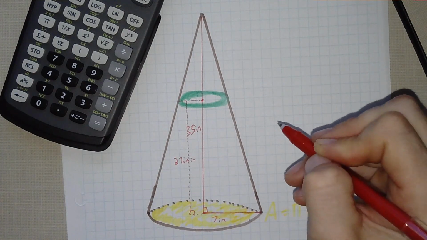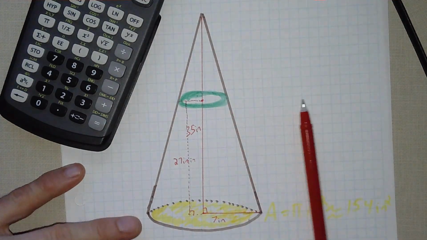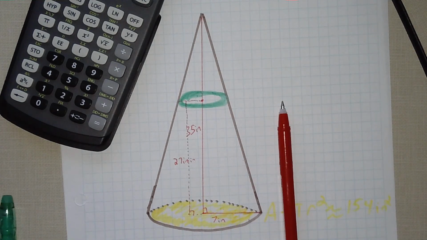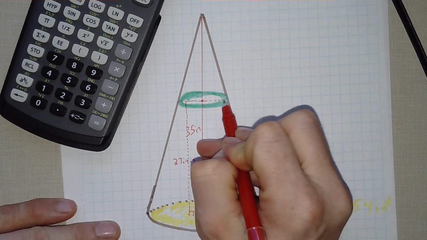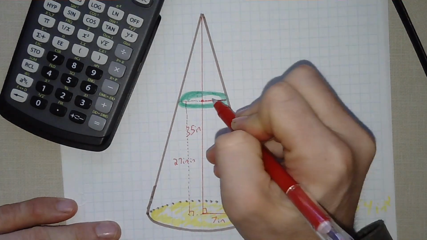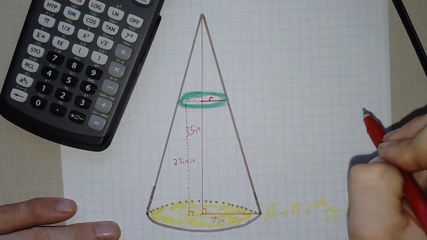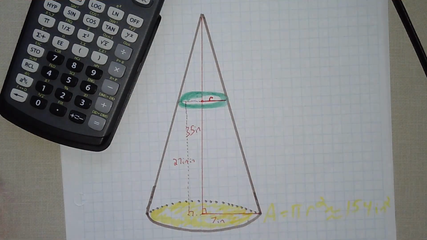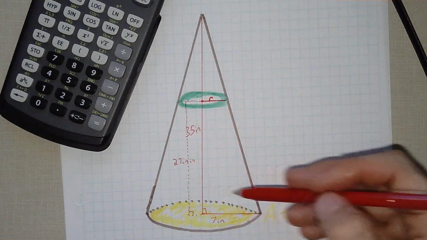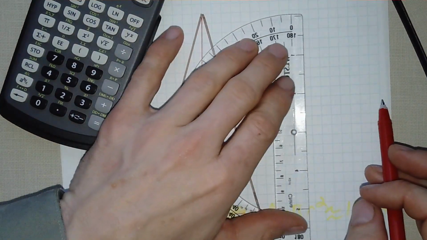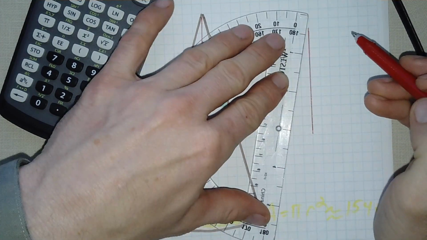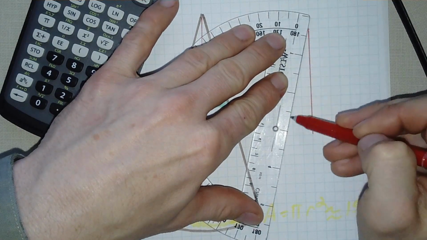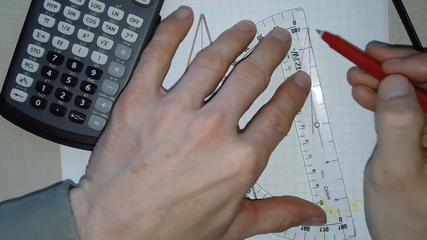Okay. So what is this green circle's area? Well, first you have to realize what you're looking at here. This red line here is the radius of that circle. And what we have going on here is this red triangle. If I look at the cone, it's like a cross section, which is a triangle.